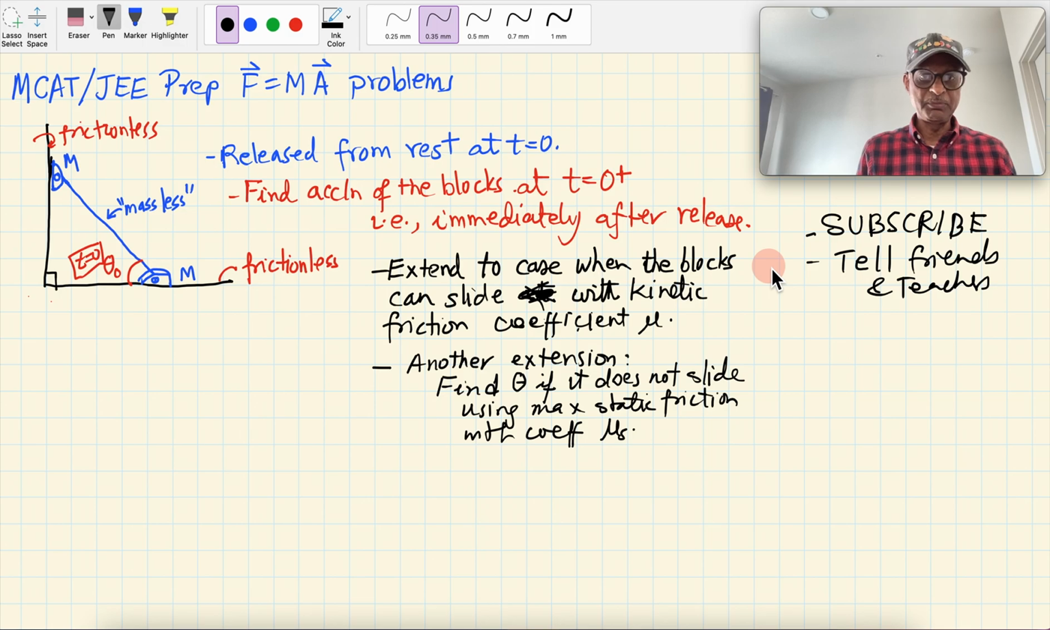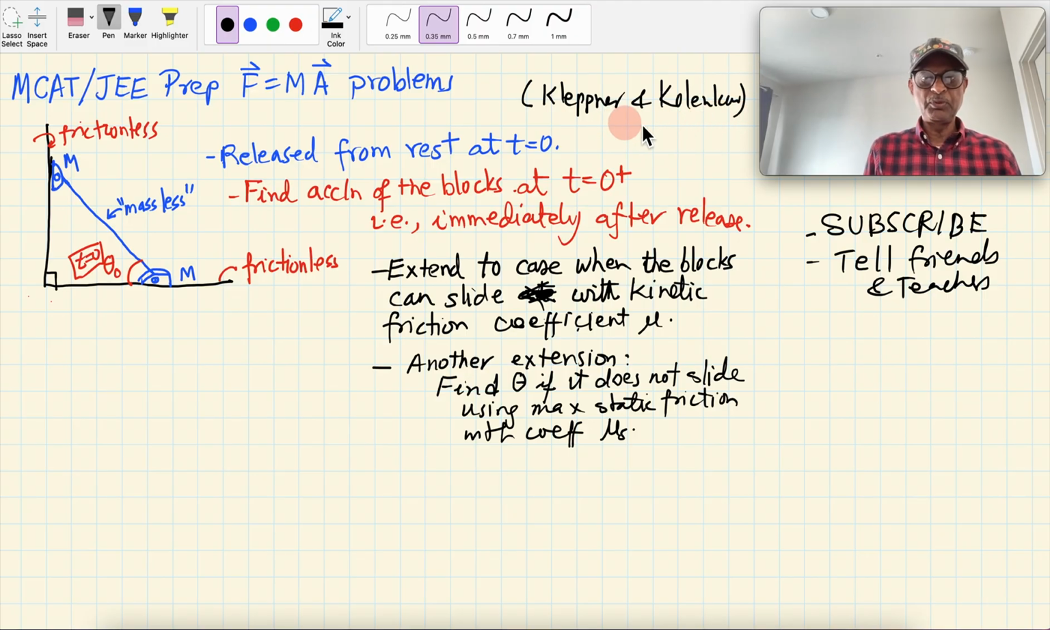So here is a problem which again comes from Kleppner and Kolenkow. And there's a book that has a lot of really semi-advanced type of problems, not trivial problems. A lot of books have a lot of trivial problems. But this one actually challenges you. It has a little bit of trivial, but not so much that you get tired of doing that.